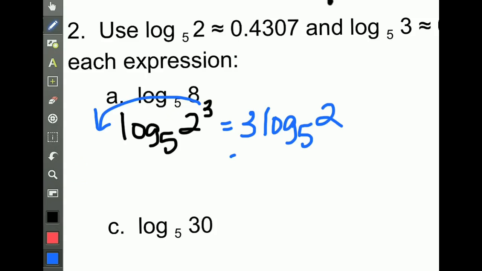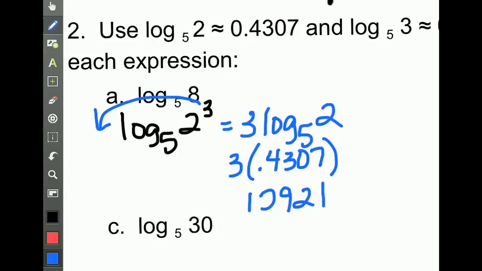And they're telling me that the value of that is 0.4307. So 3 times that would be 1.2921. So 1.2921 is approximately log base 5 of 8. And if you check that with your calculator, it's good to go back and check your work and see if that is really right.